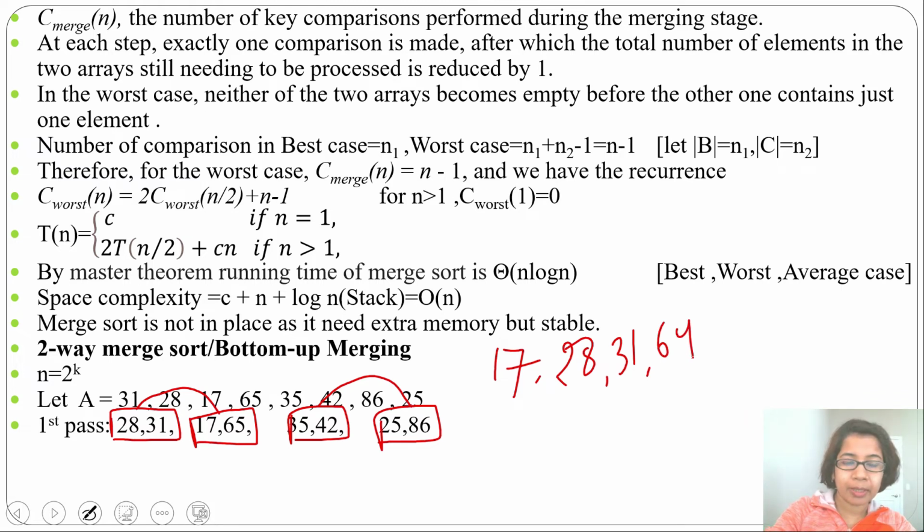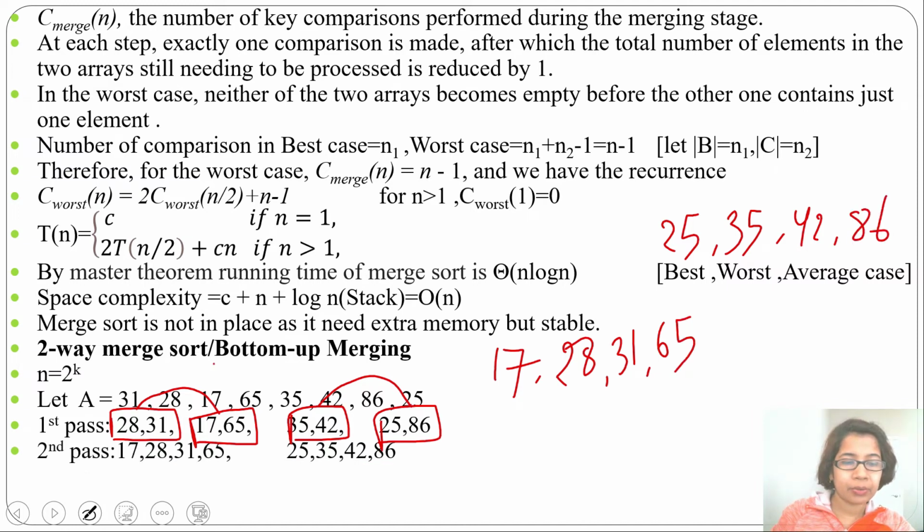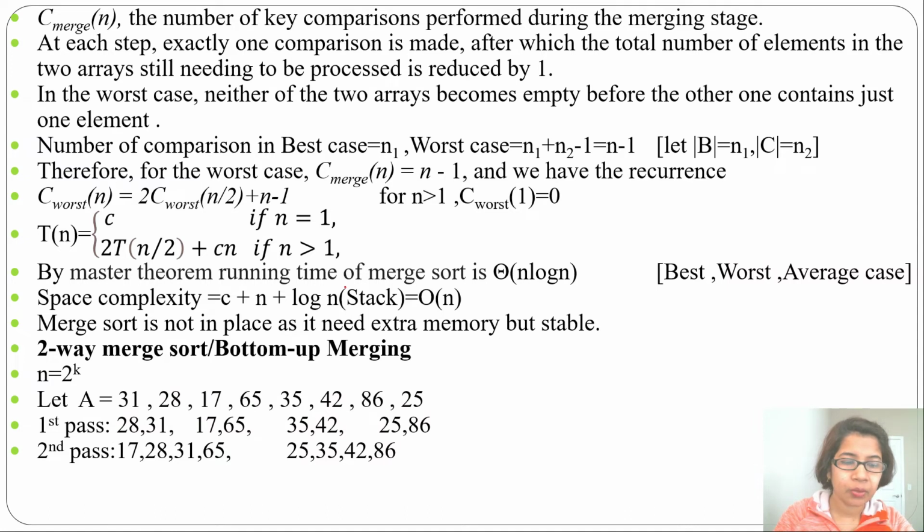Next we will compare these two arrays. So 35, 25, 25 will come. Next 35, 86, 35 is less. So 35 comes. Next we'll compare 42, 86, 42 is less. Next 86 will come. So after the second pass we got 17, 28, 31, 65 and 25, 35, 42, 86. Now we have just two arrays and each array contains 4 elements. Next we will do the third pass. We have two arrays of 4 elements each.